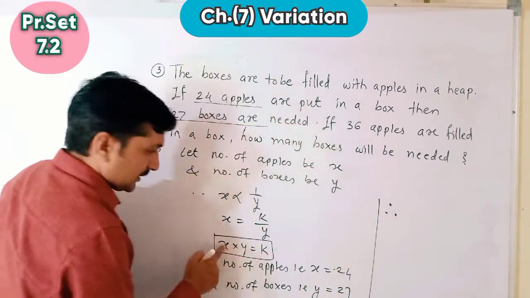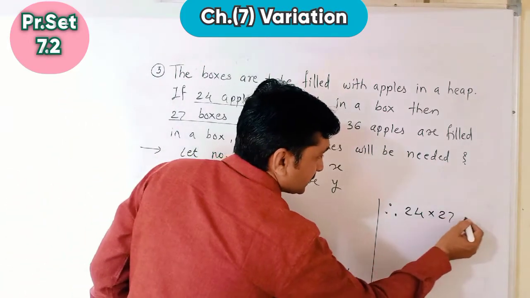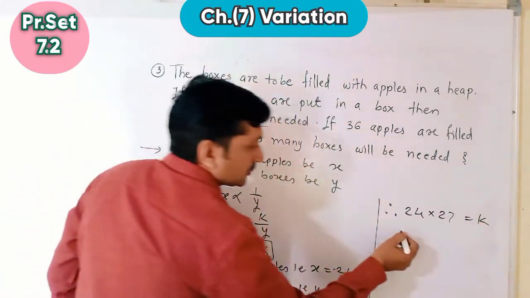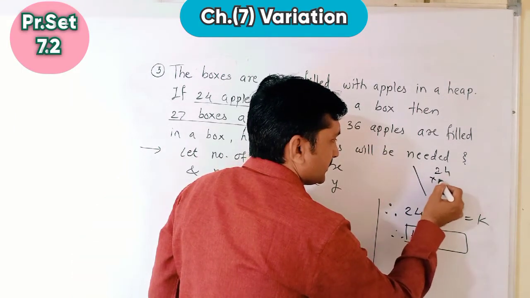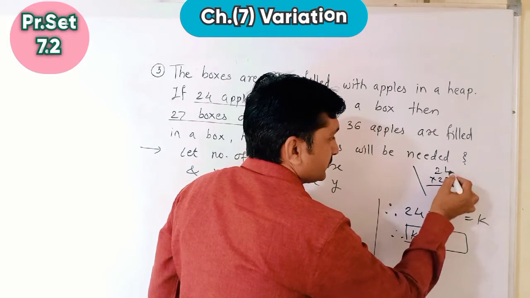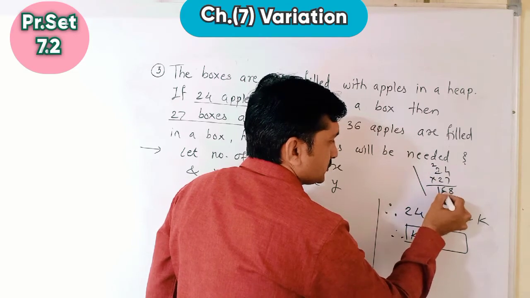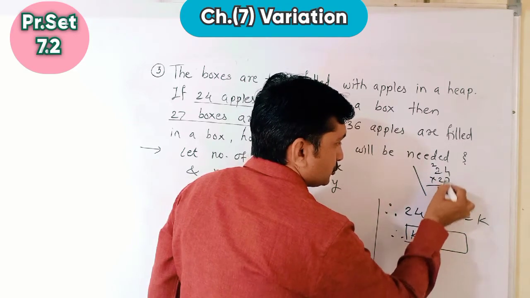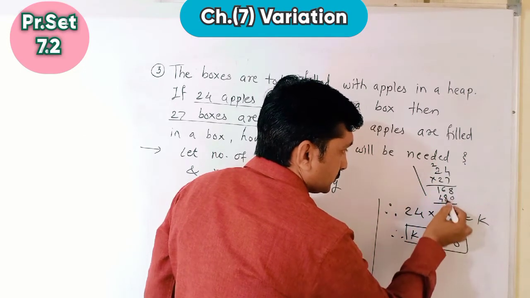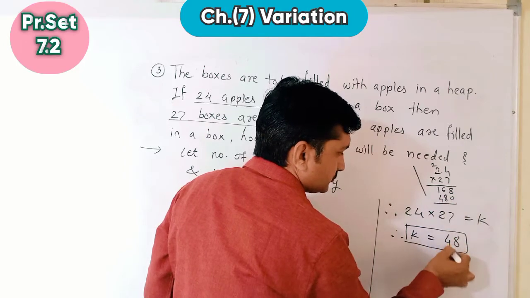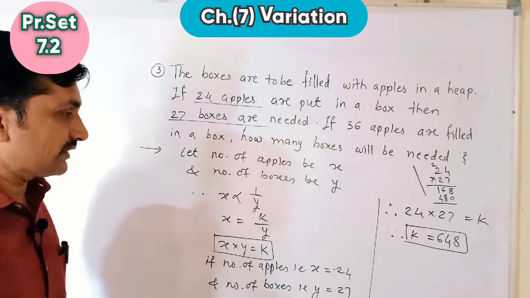Therefore x, 24, multiplied by y, 27, is equal to k. Therefore k is equal to, here I do 24 multiplied by 27: 7 fours are 28, 2 carried over, 7 twos are 14 plus 2 is 16, 2 fours are 8, 2 twos are 4. Now addition: 8, 6 plus 8 is 14, 1 carry over 6, 648 is the k value.